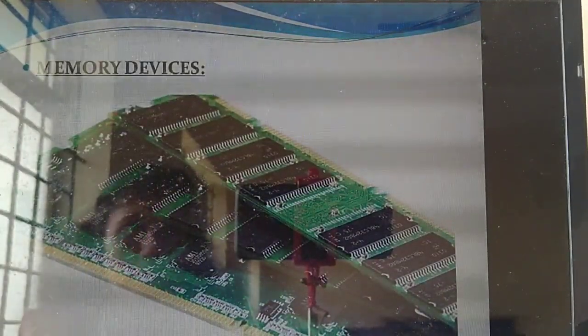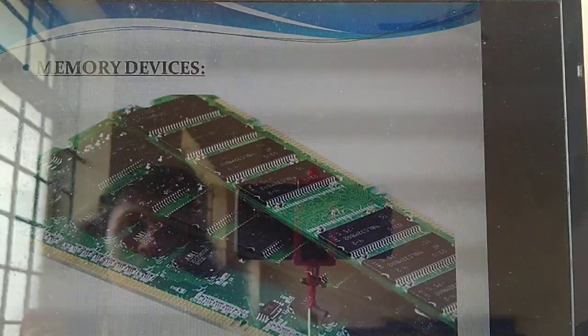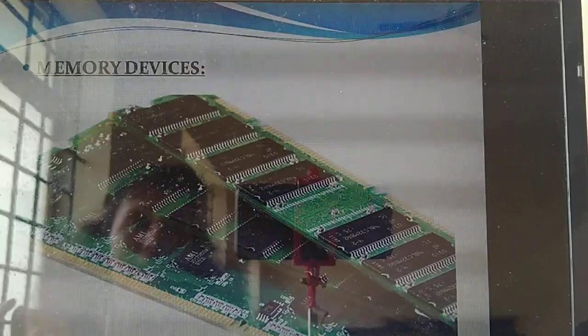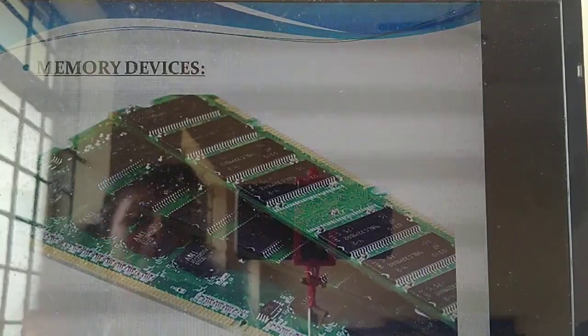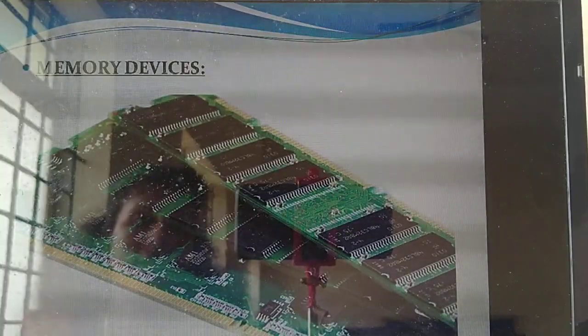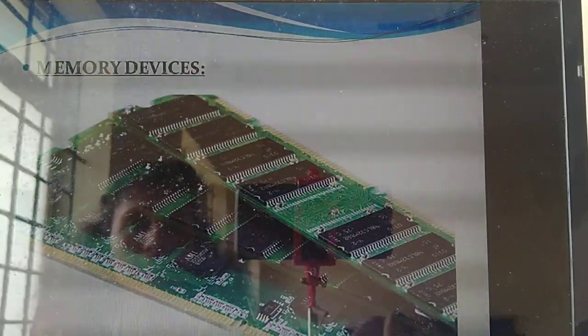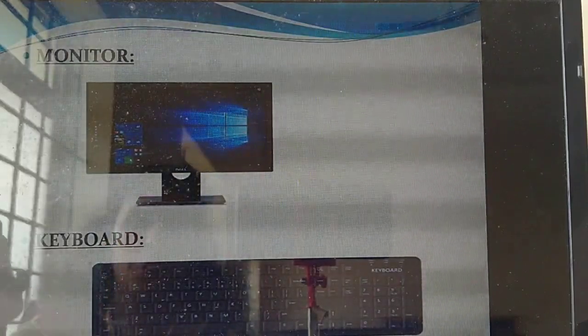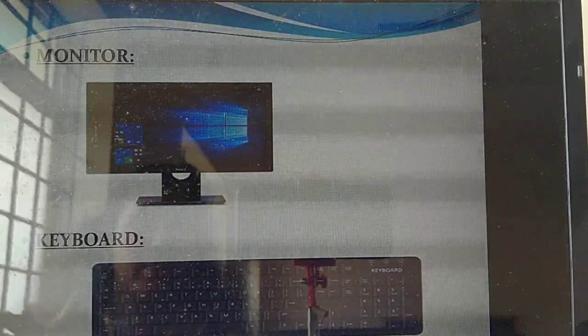Next one, memory devices. What's the use of memory? Which is the memory part of us? The memory part of my brain. Likewise, the CPU also has some memory devices. This is the picture of memory devices present inside the CPU. The next one is the monitor. Monitor, keyboard, these things you have already seen, isn't it?